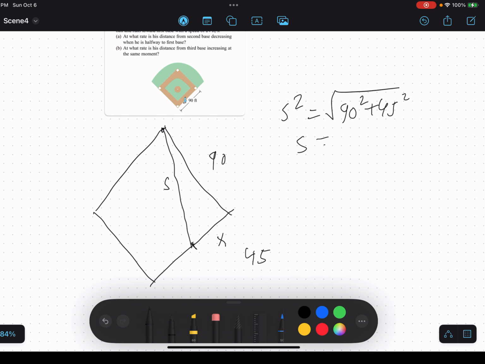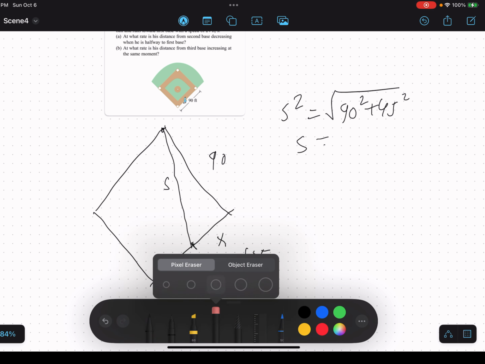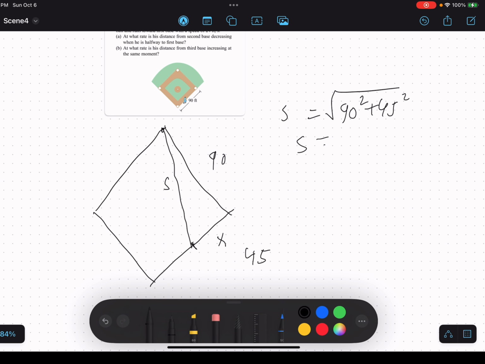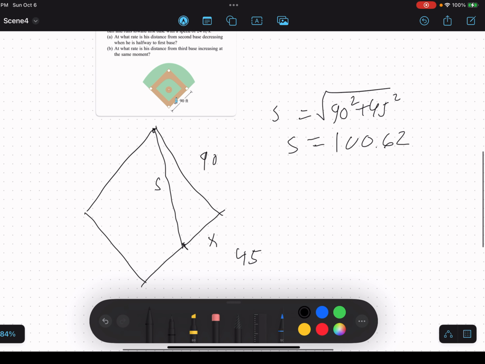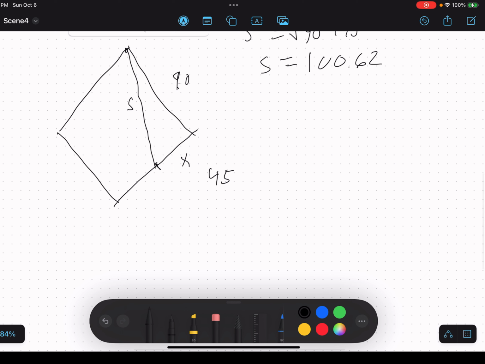So let's find, when he is on this point, what is S? Sorry, there's no squared here. So you should get S is around 100.62, right? Okay, now what is constant? Well, what is always constant is 90 here. 90 here never changes despite where the person moves. So let's write our expression down. And notice we cannot use 45 because x is changing.